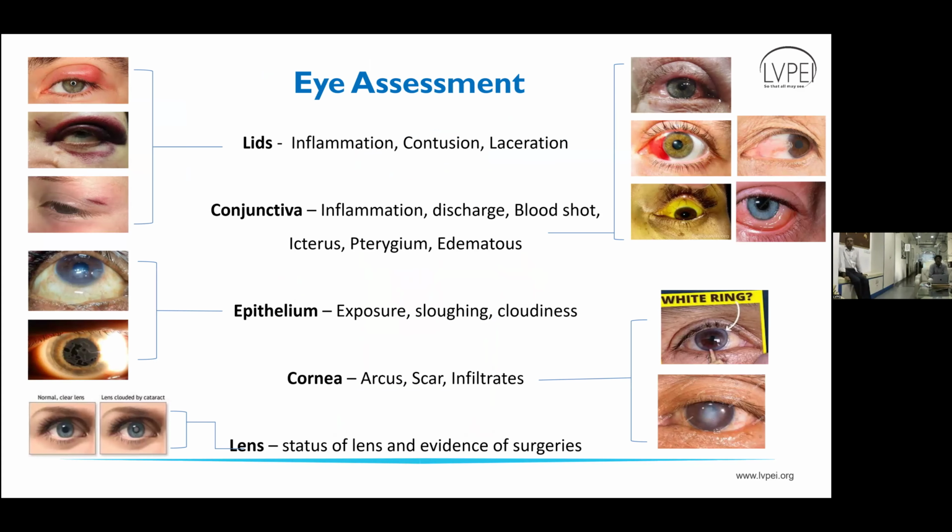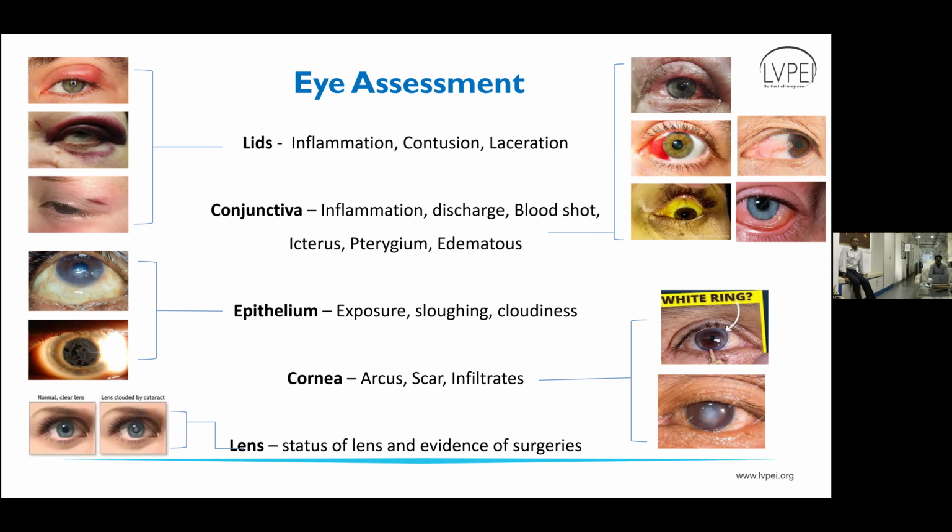So when it comes to eye assessment, using a torchlight, we have to check the lids for inflammation, any contusion, any laceration. All these usually happen in road traffic accidents, right? When any person meets with an accident, usually the lids will be swollen, and there will be contusions and lacerations in the body. So all these we can see.